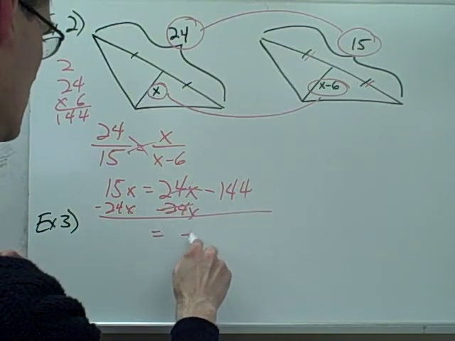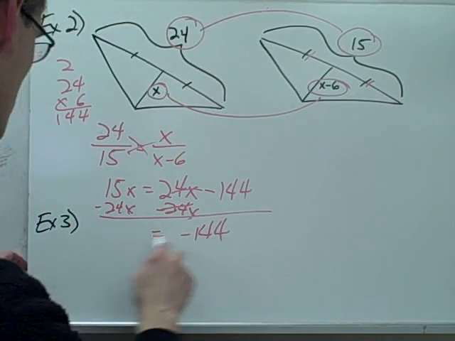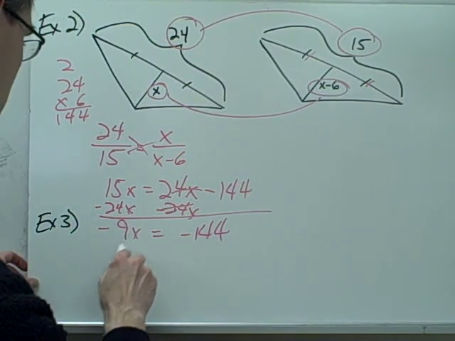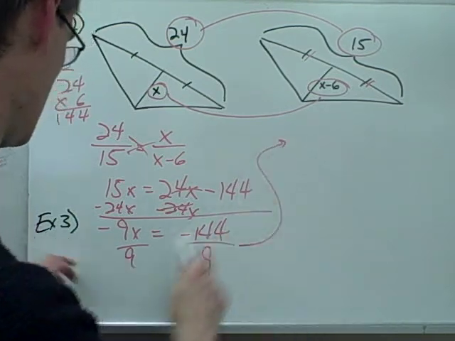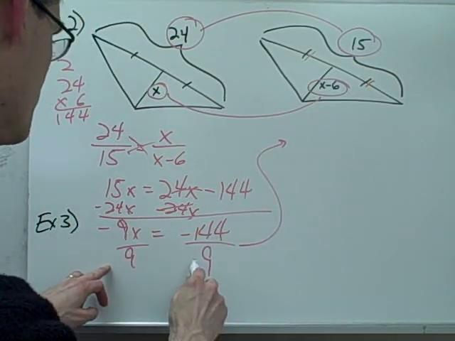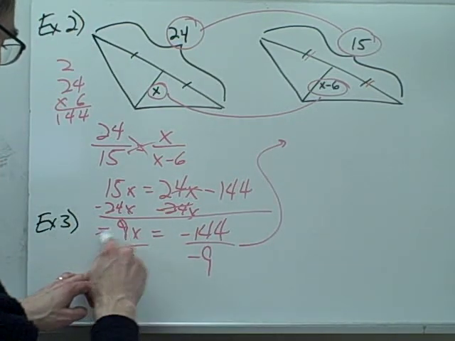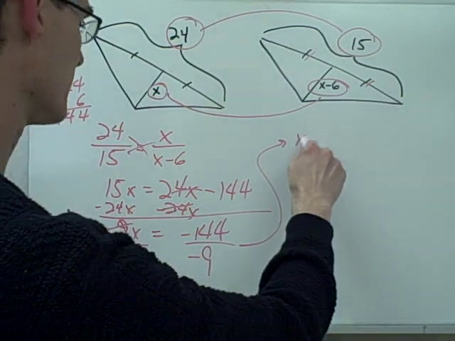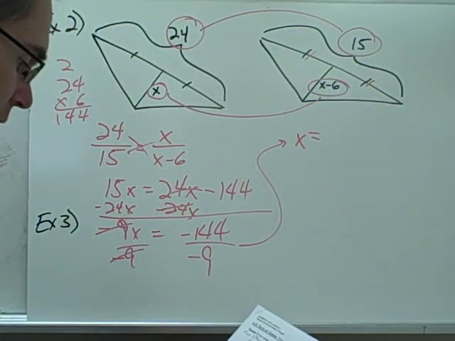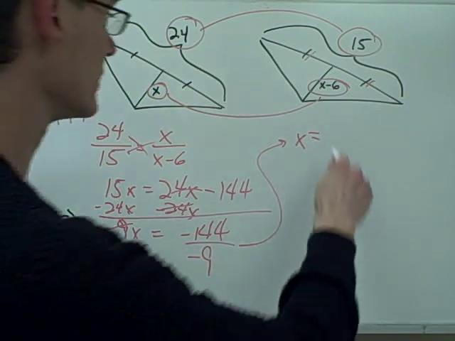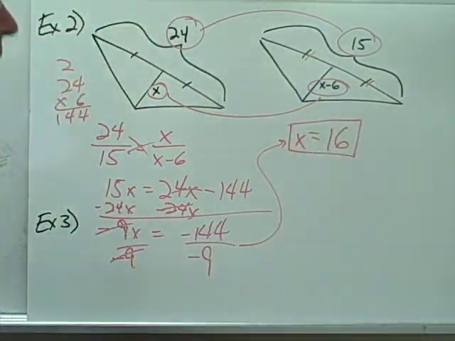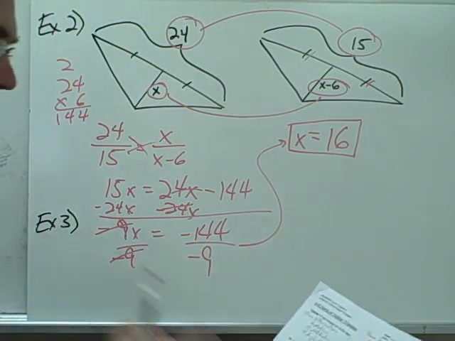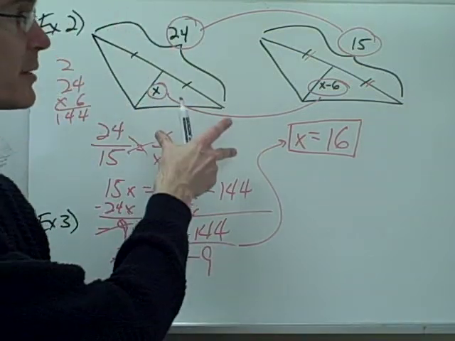And that's going to give me negative 144 and negative 9x. Divide both sides by 9. And I get, oops, I want to divide both sides by negative 9. And that's going to give me x equals 144 divided by 9, which is 16.